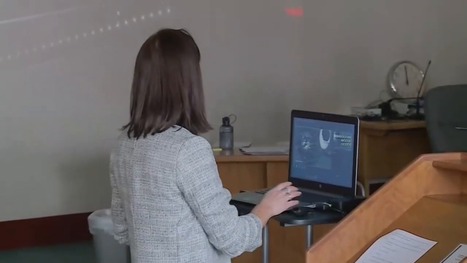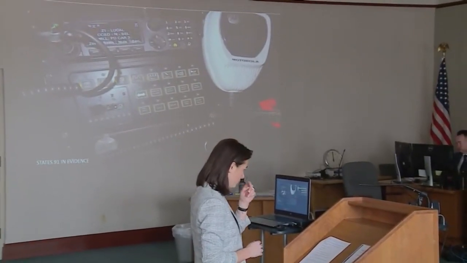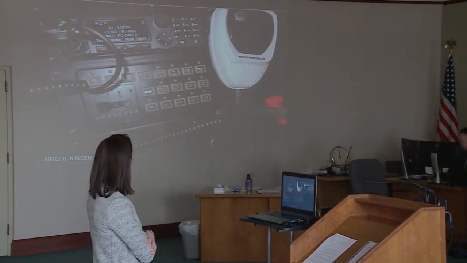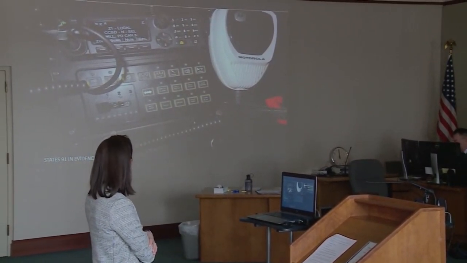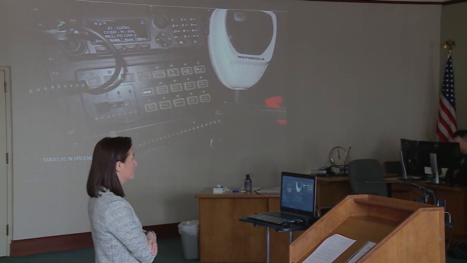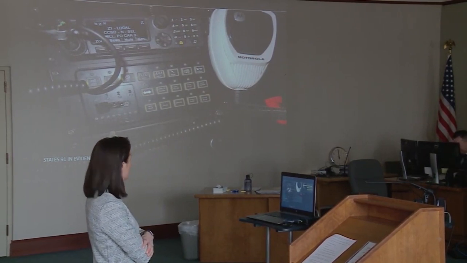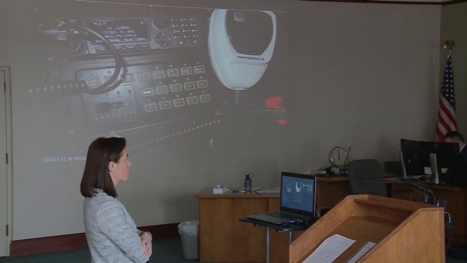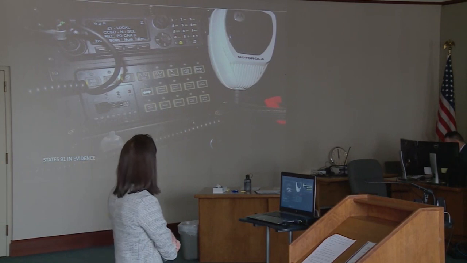So I'm going to show you what has now been admitted as State's 91. Can you explain to the jury what this is? Sure. So the top part is actually the radio. That's where it says Zone 1 local. And then the microphone for the radio is that big thing that says Motorola on the right. And what we're discussing is the next panel down. That's the controller for the siren and for the lights.